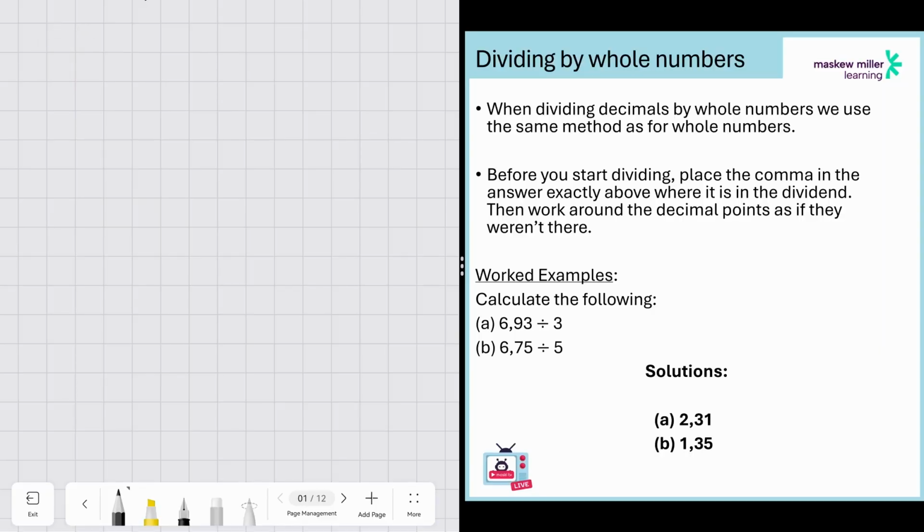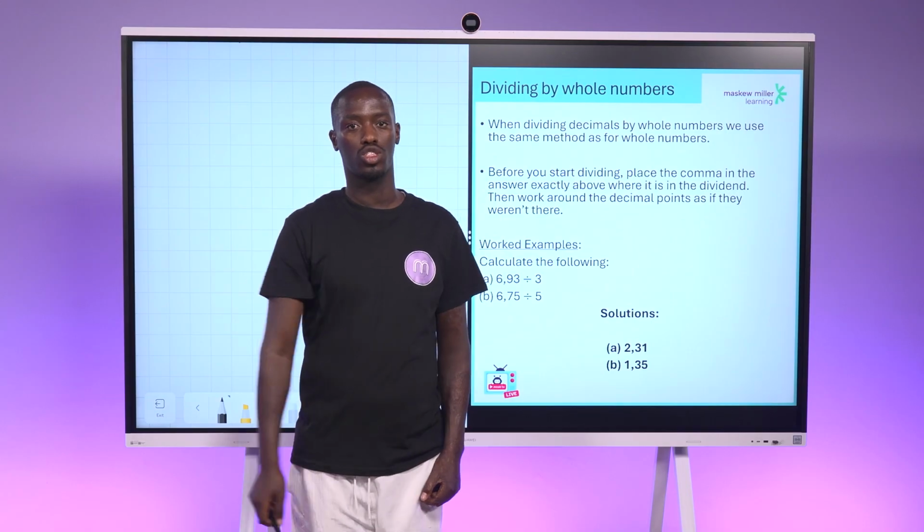Before I can do these problems for you, I need to give you time to take some 2 minutes to attempt this and see how can we divide this 6.93 by 3 and 6.75 divided by 5. I'm going to give you 2 minutes to firstly do that, and then I'll be back after the break so we can work through them together.